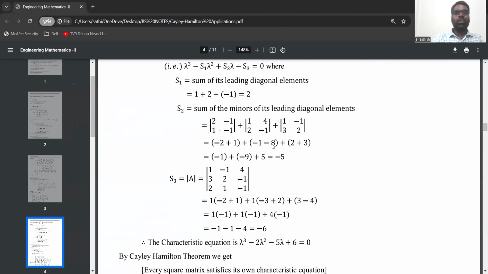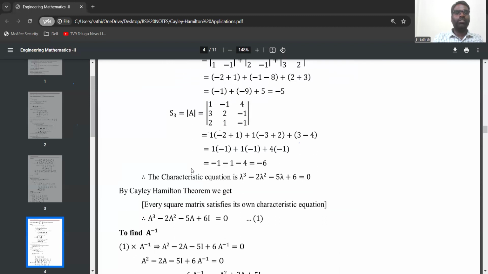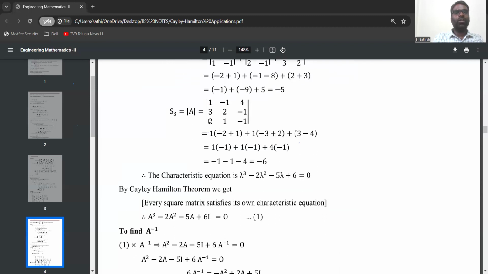Next, minus 1 minus 8 is minus 9. Next, 2 plus 3 is 5. So here we are getting minus 10 plus 5. So the sum of the minors of all diagonal elements is minus 5. That is our S2 value. Next, S3 is the determinant of the given matrix.